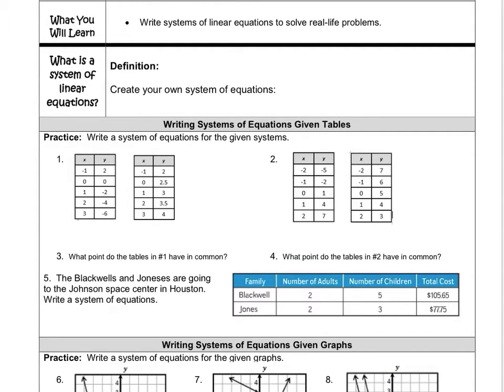Today we're going to start learning about systems of linear equations. Up until this point, we've been dealing with single equations at a time, just one linear equation at a time. A system of linear equations is when you have two or more linear equations. That makes a system of linear equations.